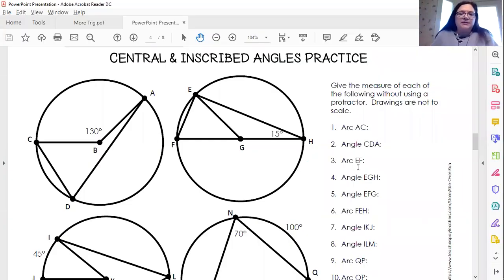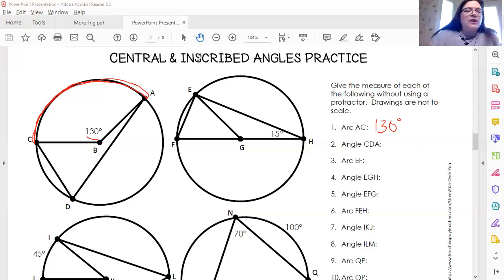So here's some practice. In our first circle, number one says, give the measure of arc AC. Well, we know that the central angle here is 130. So arc AC, that goes all the way around there, has to be identical in measure to its central angle. So arc AC is just 130 degrees. And arcs, again, are measured in degrees. Don't forget the degree symbol.